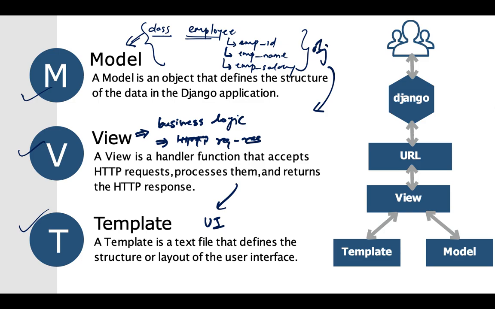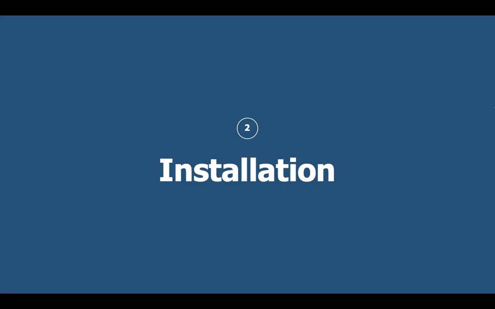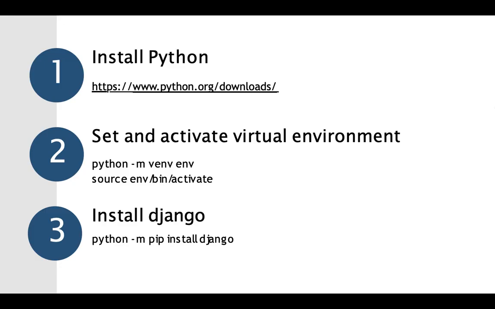Now let us move forward towards the installation of Django. Django is a Python-based framework, so we need to make sure that we have installed Python first onto your system, based on your operating system. So the very first step is installation of Python. Python is available on the official website, which is on your screen, that is python.org, and in the download section you will get the latest version of Python. So let us try to install Python.